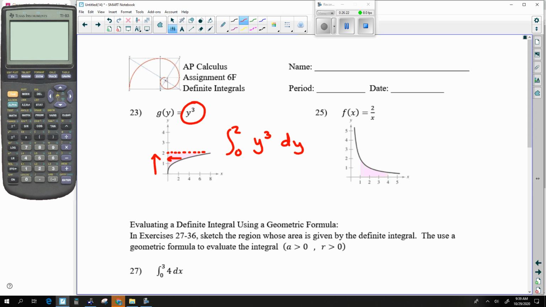Okay. Again, this one goes back down to the x, and that's the interval if you can't quite see it. And so this one goes from 1 to 4 of 2 over x dx.